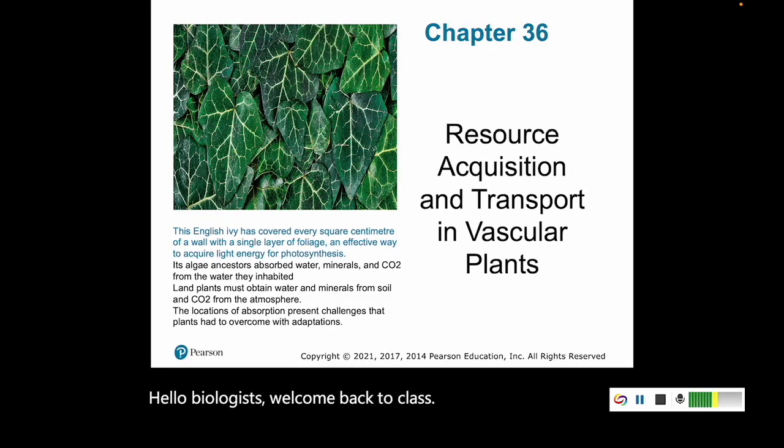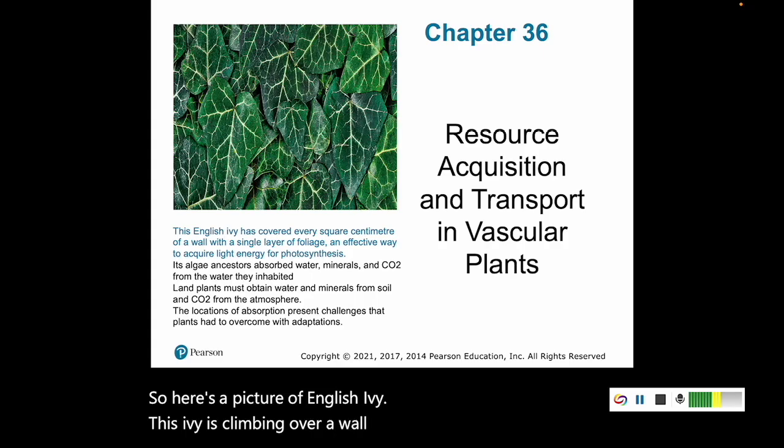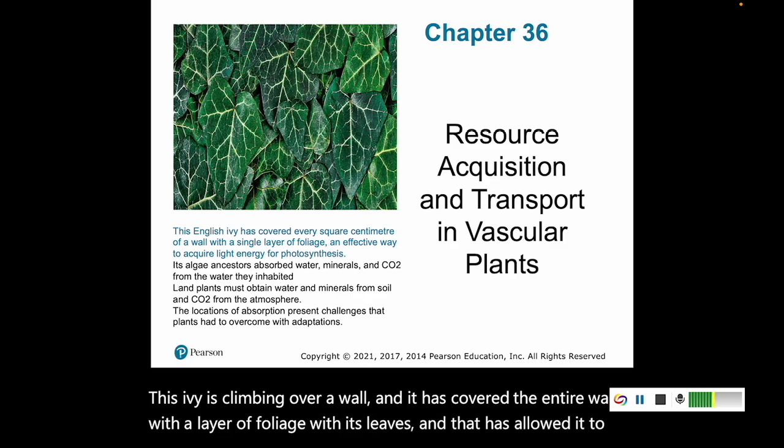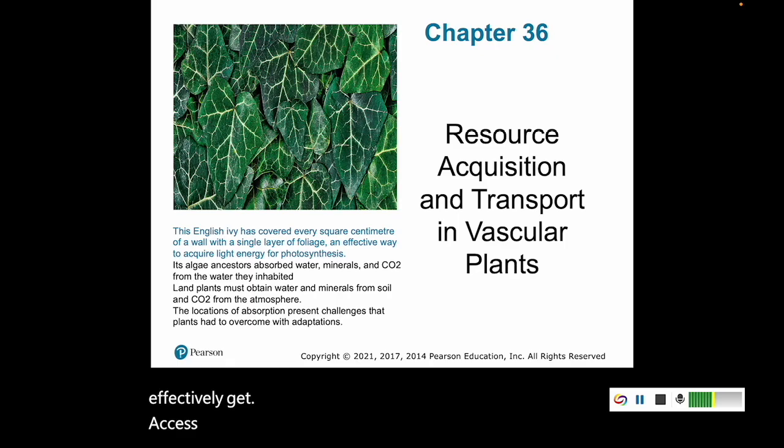So here's a picture of English ivy. This ivy is climbing over a wall, and it has covered the entire wall with a layer of foliage with its leaves. And that has allowed it to effectively get access to sunlight to perform photosynthesis.